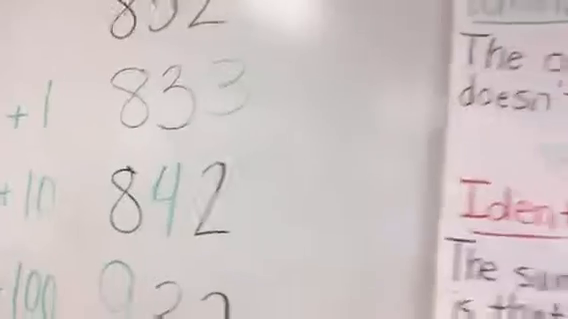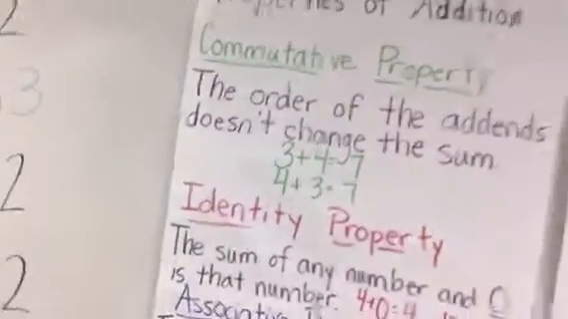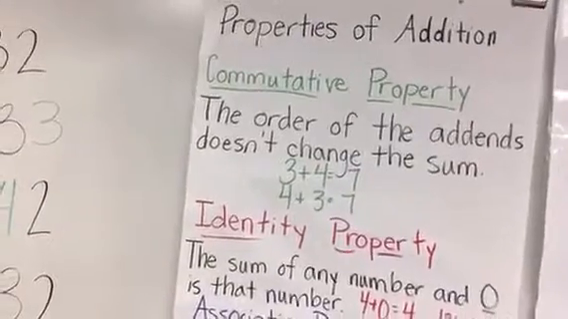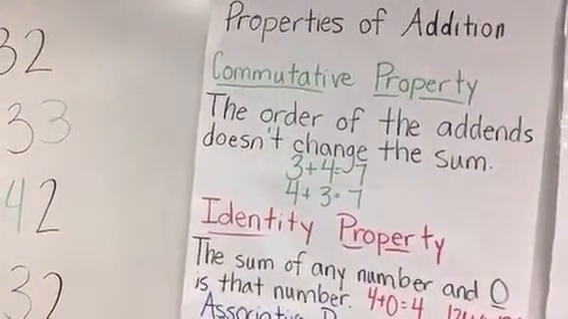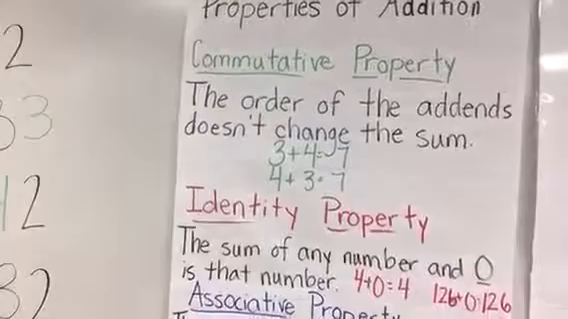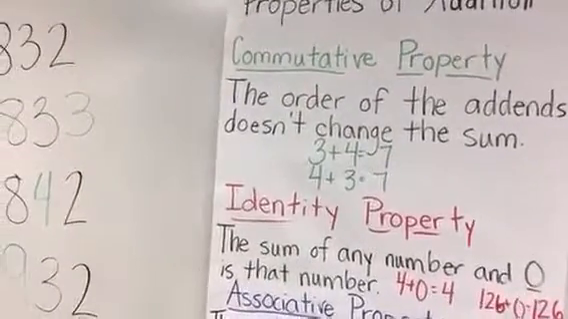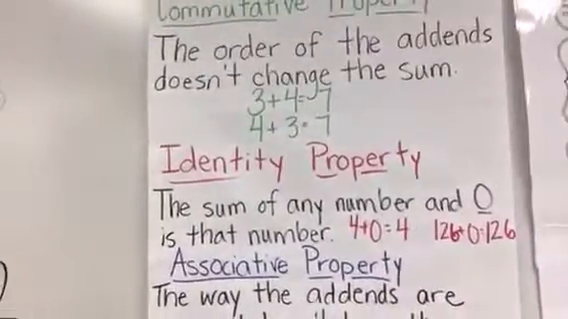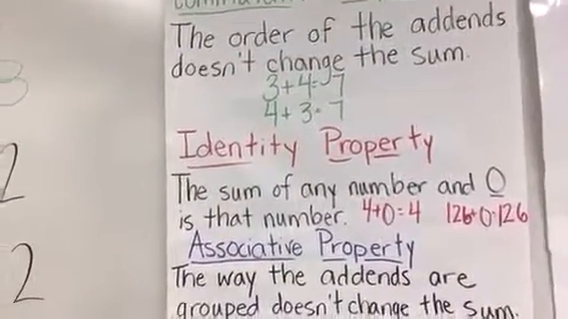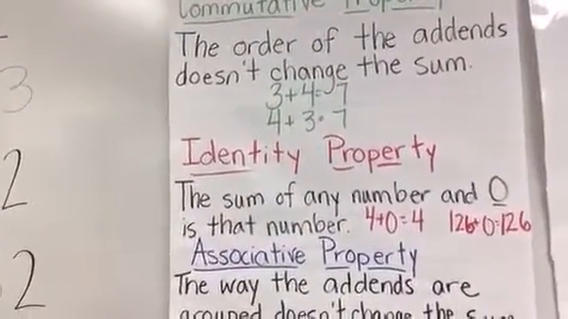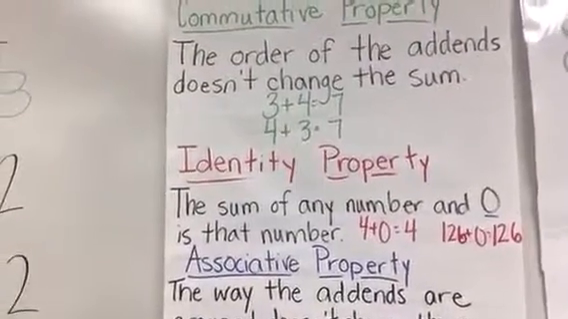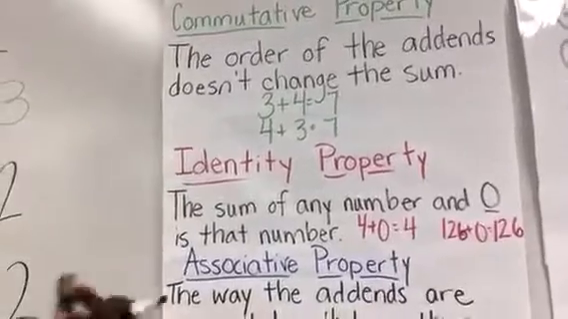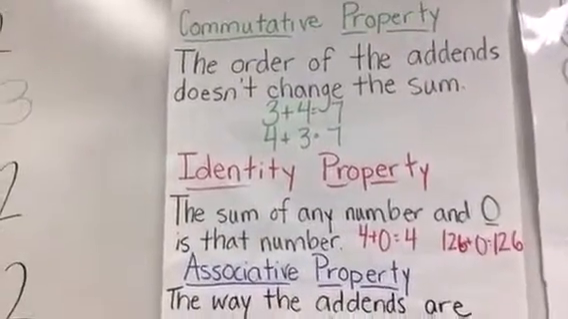Now let me sneak over here because I really want to review the properties of addition. Remember, there are 3. The commutative property says that the order of the addends does not change the sum. I can say 3 plus 4, or I can say 4 plus 3. The identity property says that the sum of any number added to 0 is simply that number. So 4 plus 0 is 4, 12 plus 0 is 12, 126 plus 0 is 126, 1 million plus 0 is 1 million.